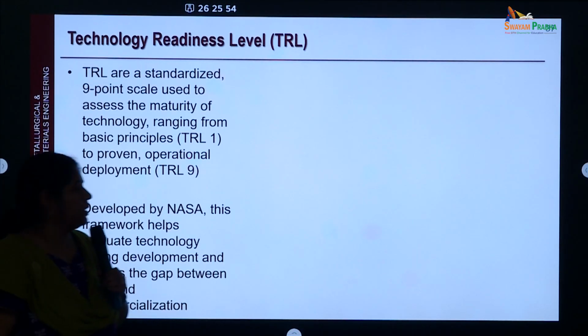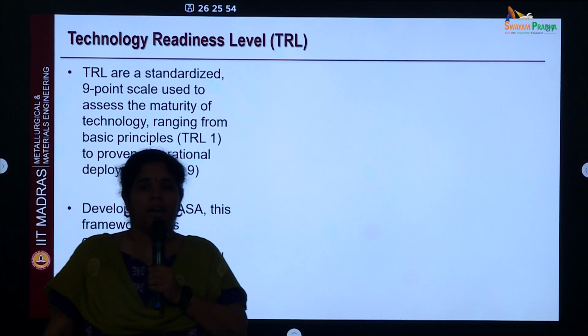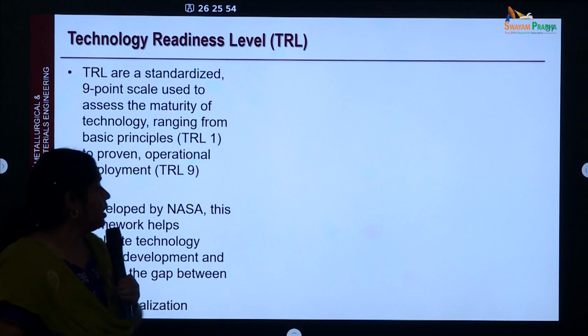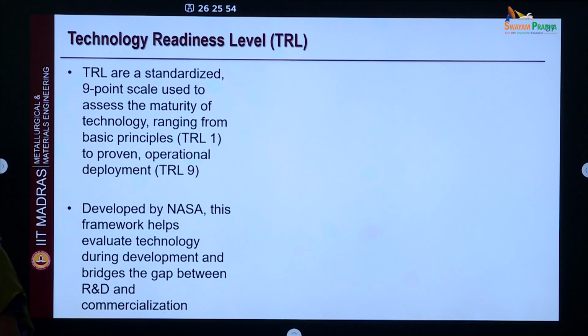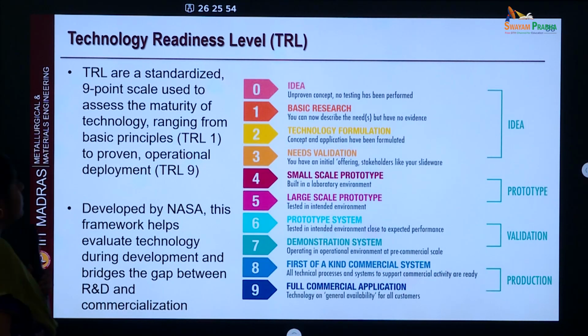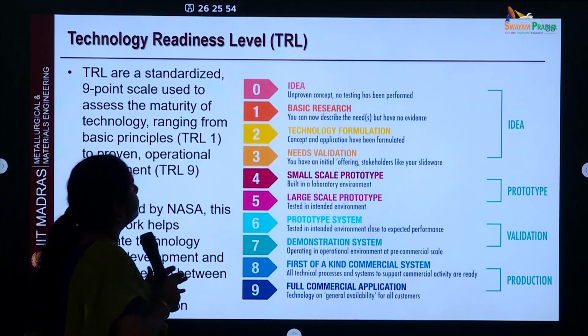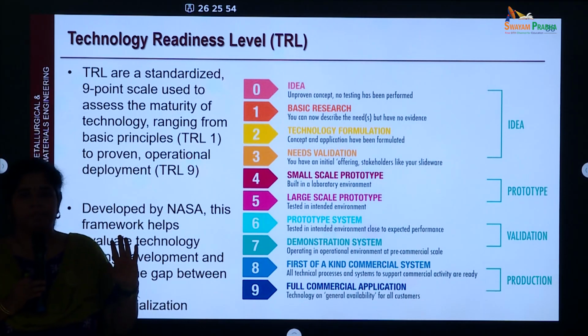Now coming to TRL. So this is something that was developed by NASA. Okay, and there are 9 levels in TRL, that is technology readiness level. So this is how it looks. 0 is idea.